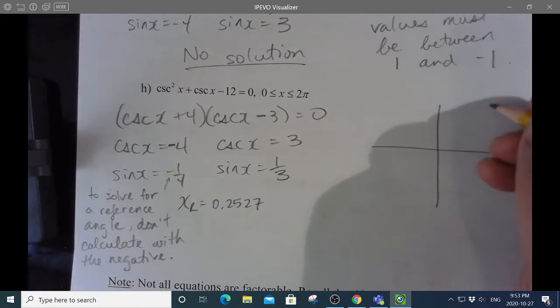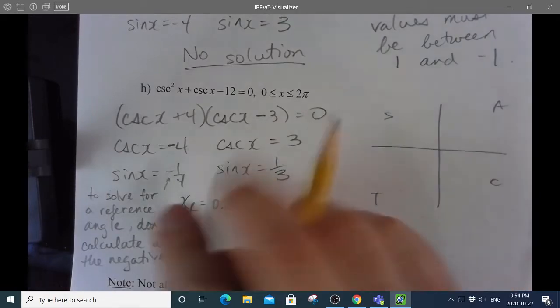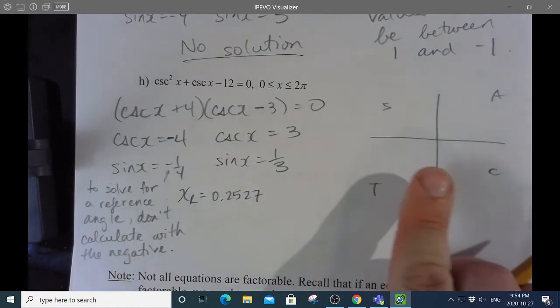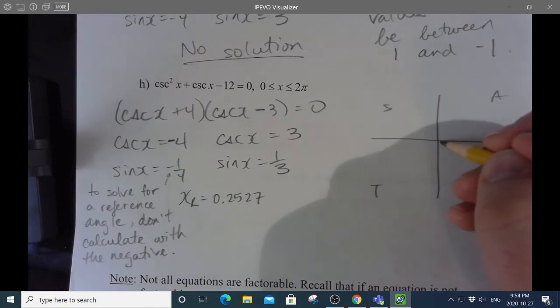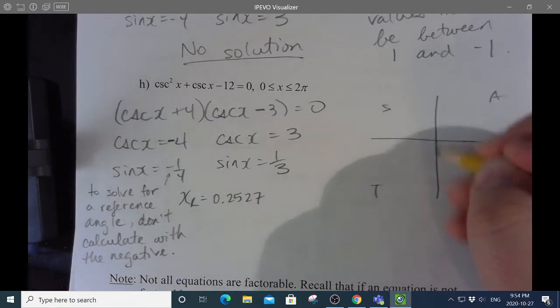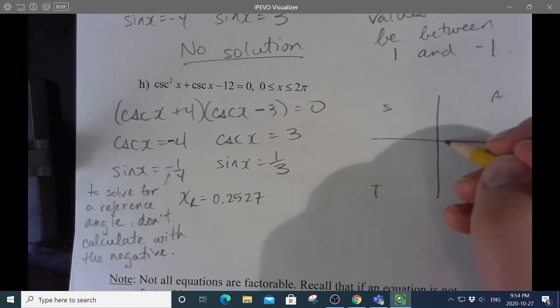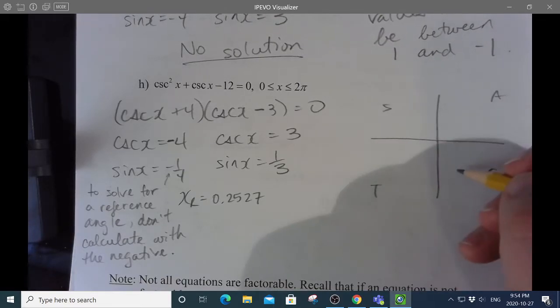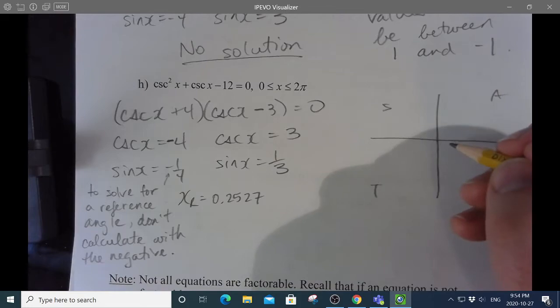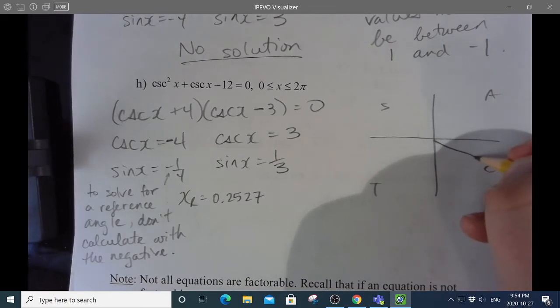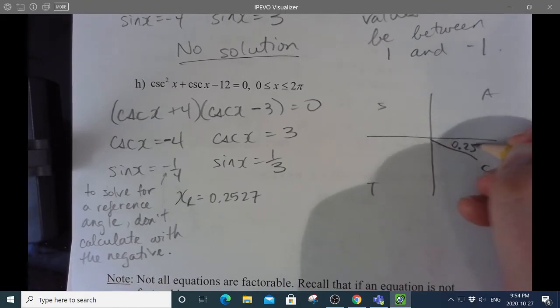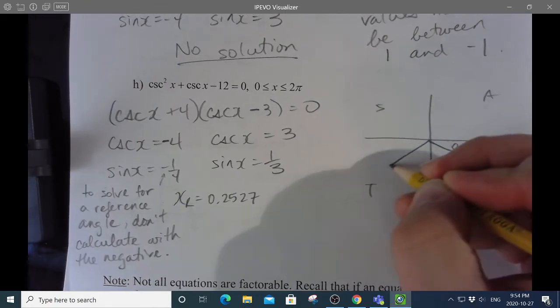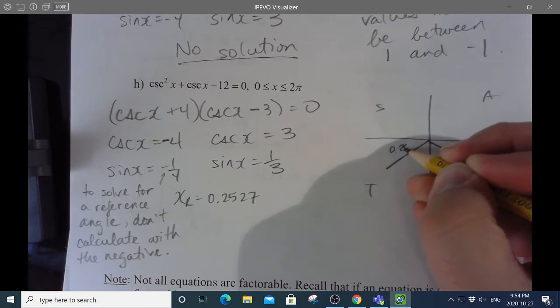Remember, sine here has to be negative. Sines are negatives here and here, right? So this 0.25, which is a fairly skinny angle, remember from here to there or from there to there is pi, so that's 3. So 0.2 is fairly skinny. Not that these diagrams have to be to any sort of scale, but it's always nice to reflect reality when you can. And there we go, 0.2527.